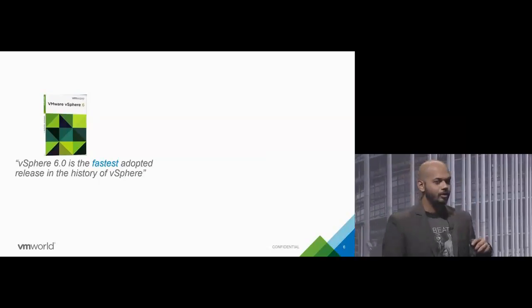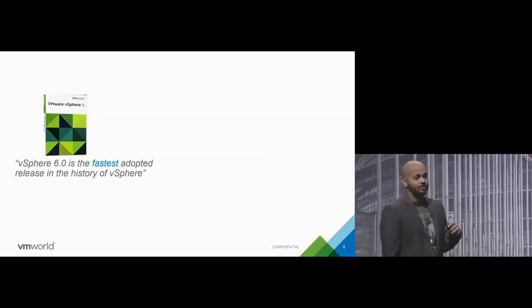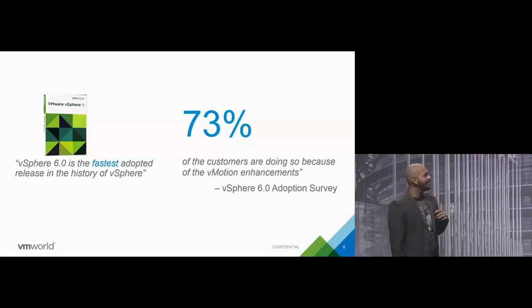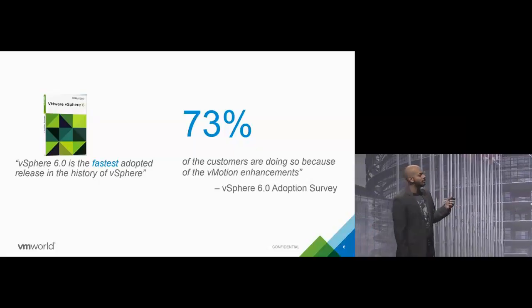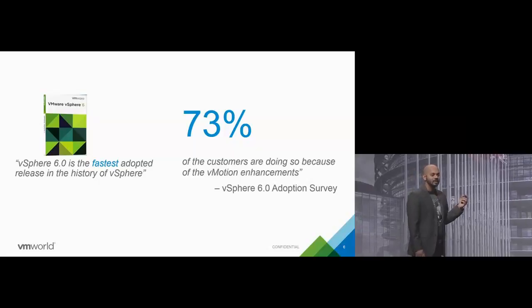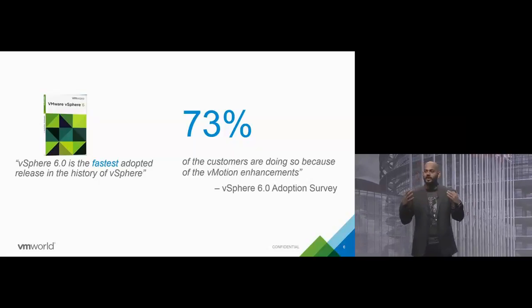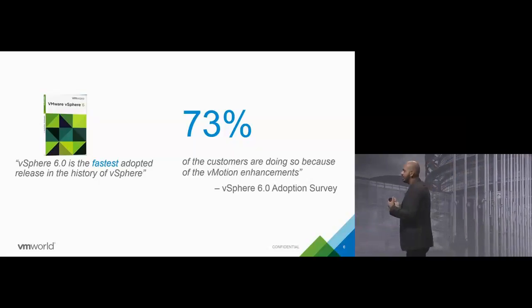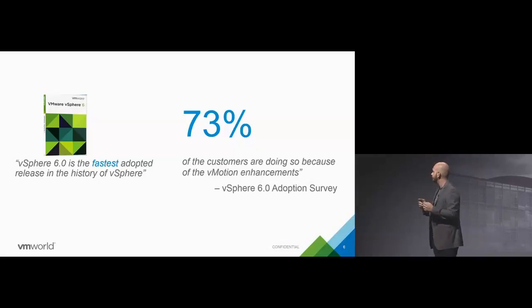vSphere 6.0 is the fastest adoption release in the history of vSphere. That's amazing. But what gives us a kick internally is that about 73% of you told us it's because of vMotion improvements or enhancements. This is amazing for us, and that's why I wanted to tell you to give us feedback after you use vMotion, and we'll make sure that we incorporate it in the next release or future editions.